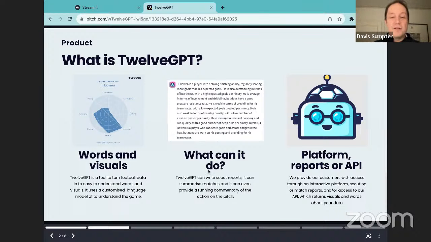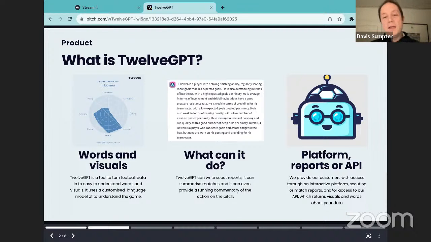The important thing that it can do is write scout reports, summarize matches, and even provide a running commentary of what's going on and describe the action on the pitch. And then how do we use that? From the 12GPT language model, we can provide a platform, and we're going to look at the scouting platform now. We can write reports. So if you want to report on a player, we can automatically generate both the words and the visuals for that report.